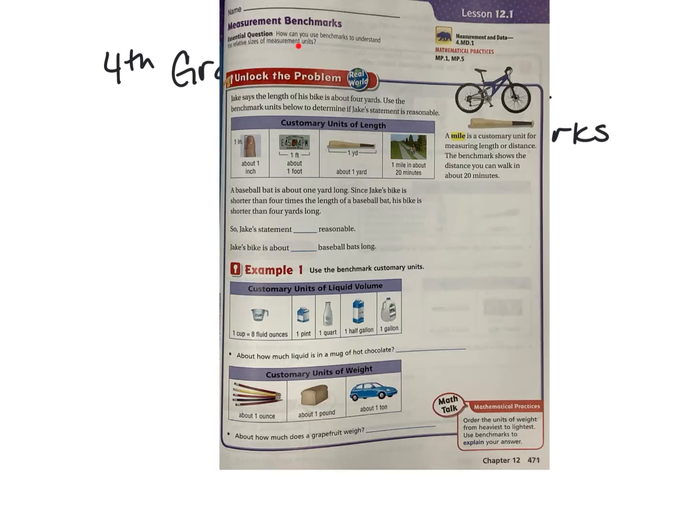Essential question: how can you use benchmarks to understand the relative sizes of measurement units? Basically, we know we use a measurement system, 1 foot, 1 yard, 1 pint, 1 quart, but our brains may not know what those measurements look like in general. Maybe some of them we do and some we don't. So this lesson is about helping our brains make that connection.